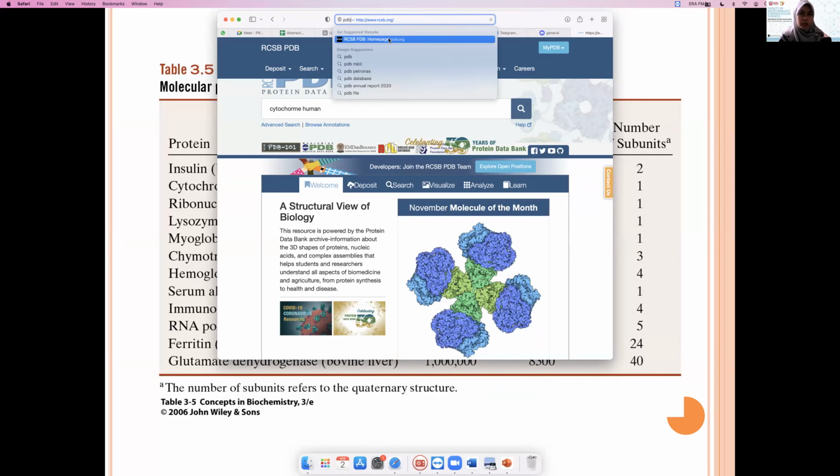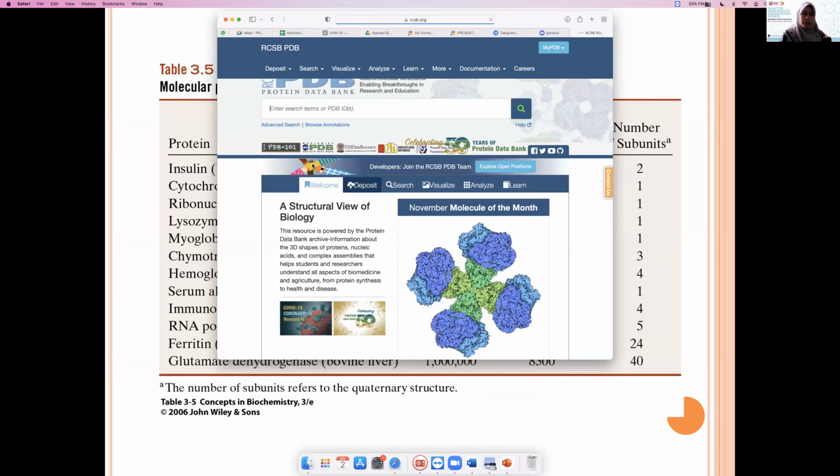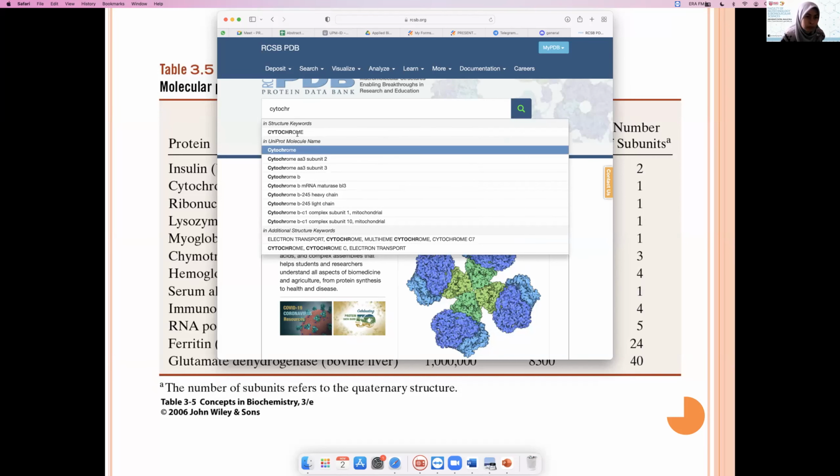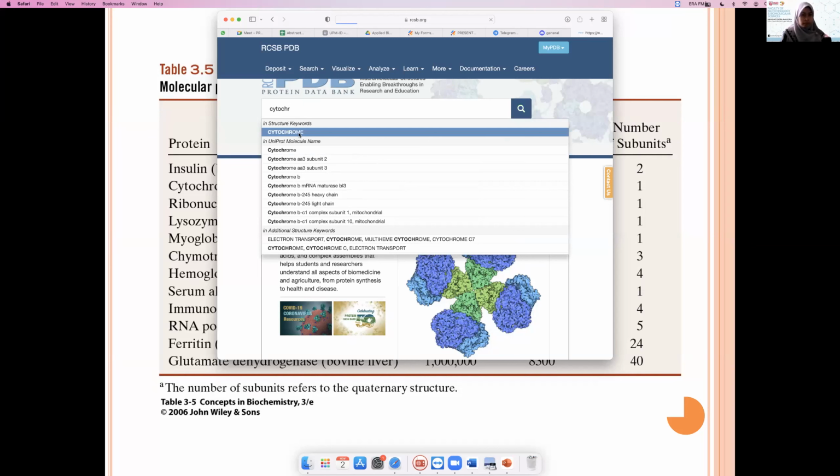Okay, this is PDB, Protein Data Bank. Now we are going to start the search. We are supposed to put the PDB ID, but if you don't know it yet, you can type cytochrome.